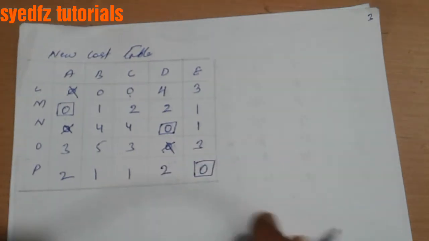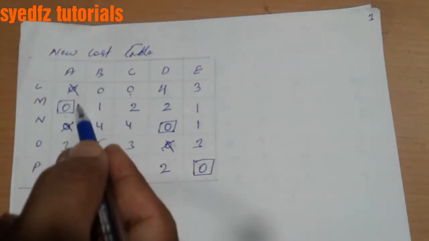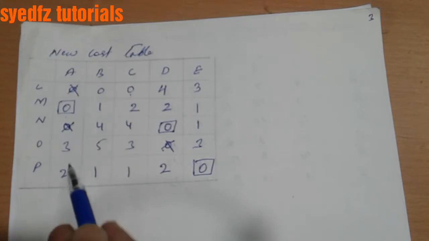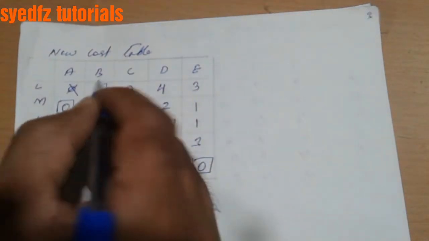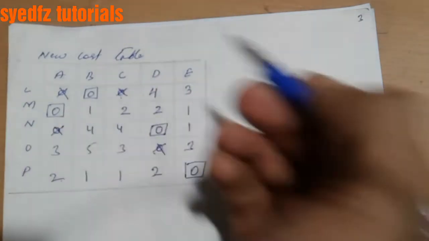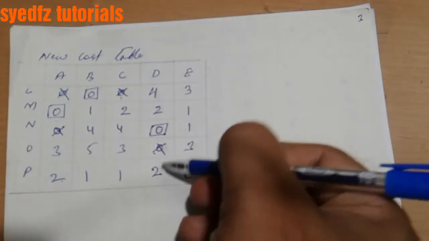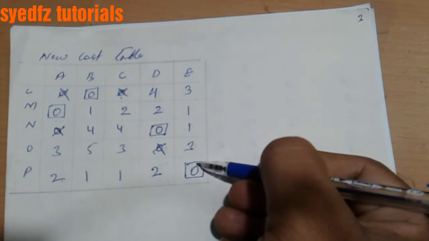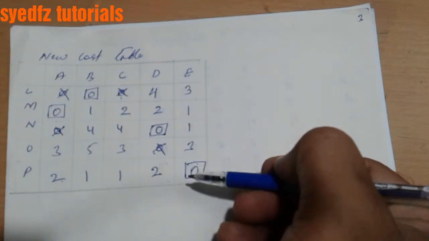Now go for column wise. In this column there is no 0 left. In this column there is a 0 left, but the row 0 should be cut, row and column 0. So it is already cut. Any other zeros left here? No. Any other zeros left here? No.